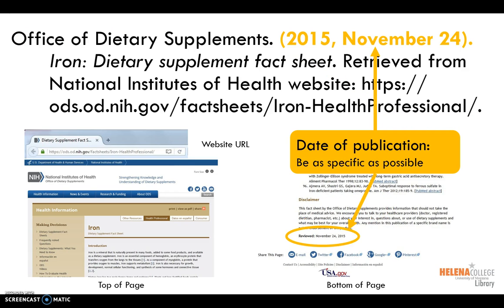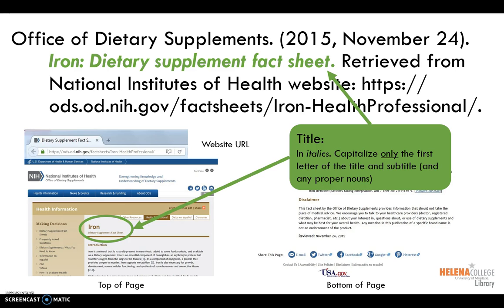Next is the date of publication in parentheses, written as year, month, then date. Be as specific as possible, including the month or day if you can locate it, and spell the month out. The title of the document or page is written in italics using sentence-style capitalization. This means you only capitalize the first word of the title and subtitle, as well as any proper nouns, but the rest of the words are not capitalized.